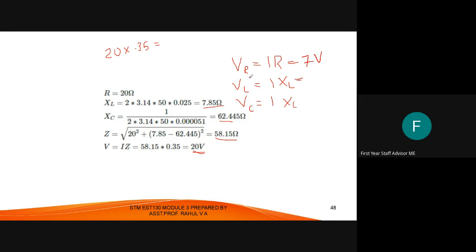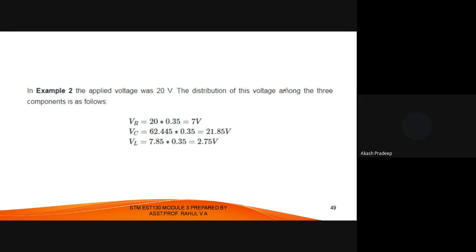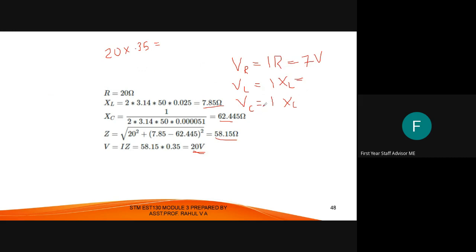Now VL. VL means I into XL, 0.35 into 7.85. So what I did is 0.35 into 7.85.